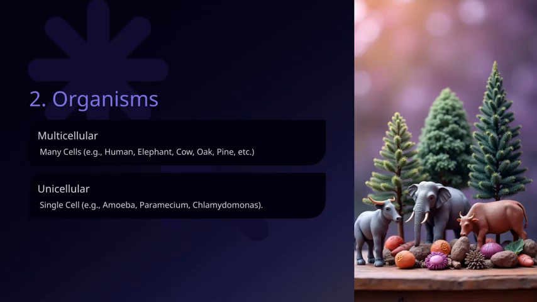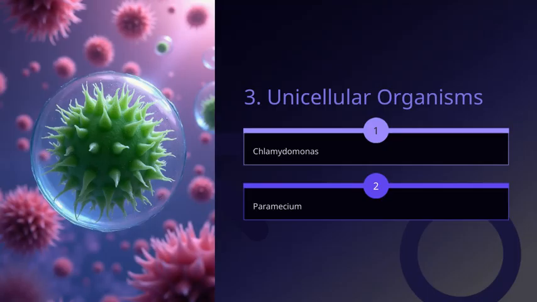Understanding the difference between multicellular and unicellular organisms helps us see how life is organized and how complexity arises. It's a fundamental concept that ties into the bigger picture of biological diversity and how organisms survive and adapt in their environments.